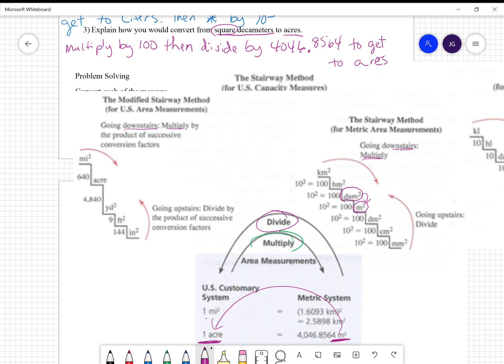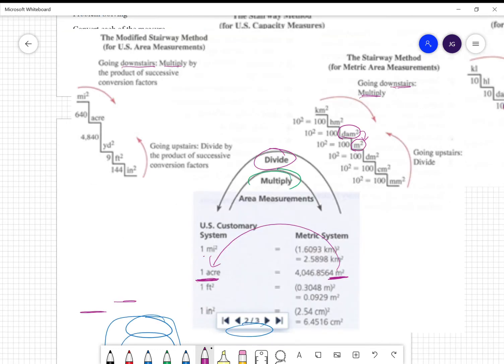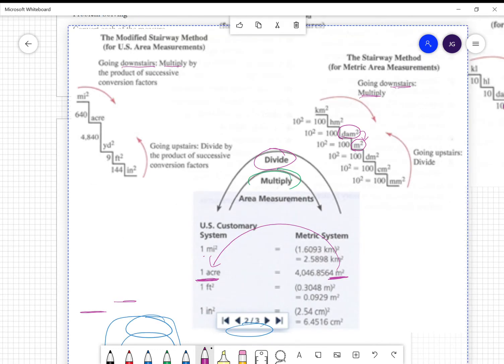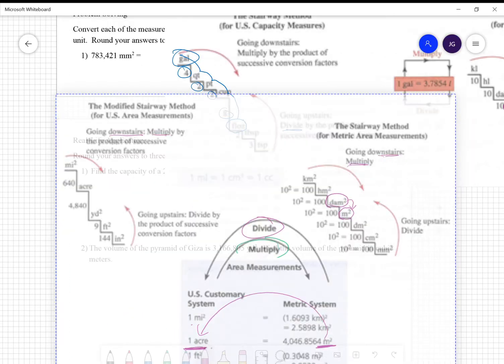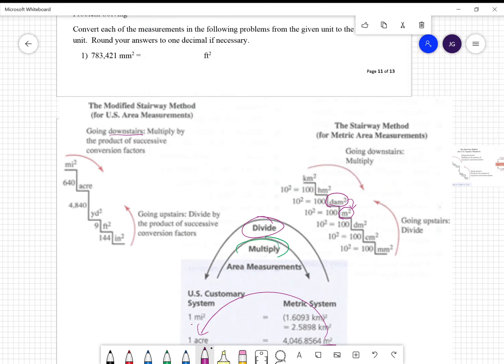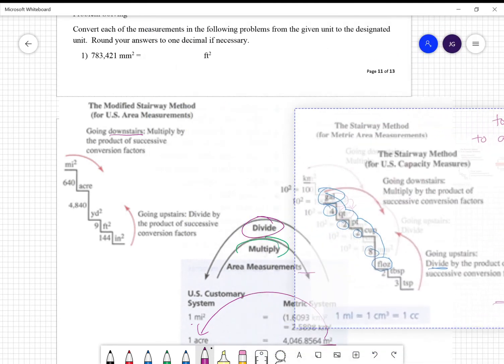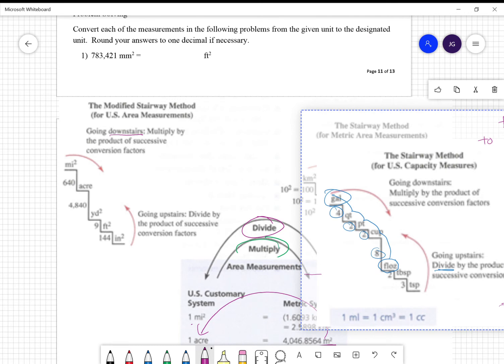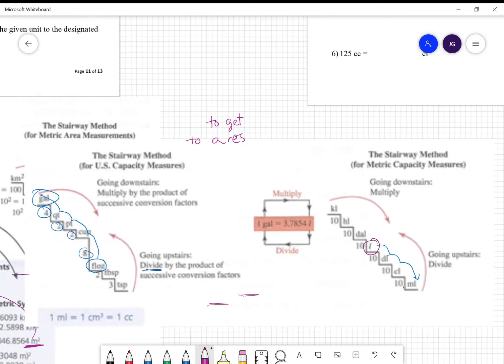Okay, now the rest of these are actually solving. So we won't need to explain, we'll just be solving. First I have to move this out of the way. All right, convert. Oh, gotta move this one out of the way too. All right, convert each of the measurements in the following problems from the given unit to the designated unit. Round your answers to 1 decimal if necessary.